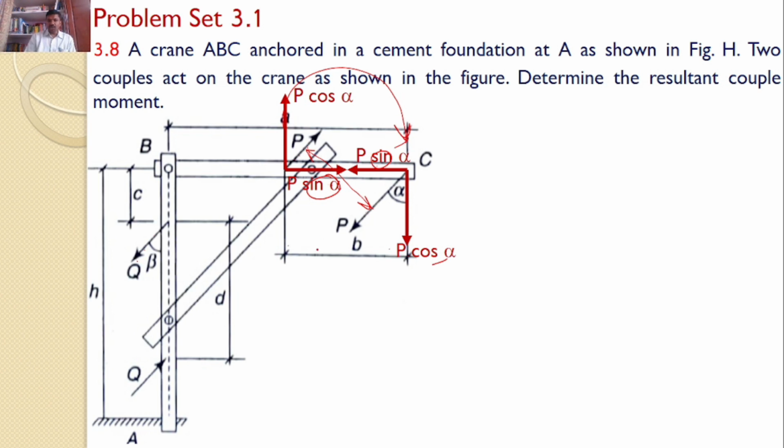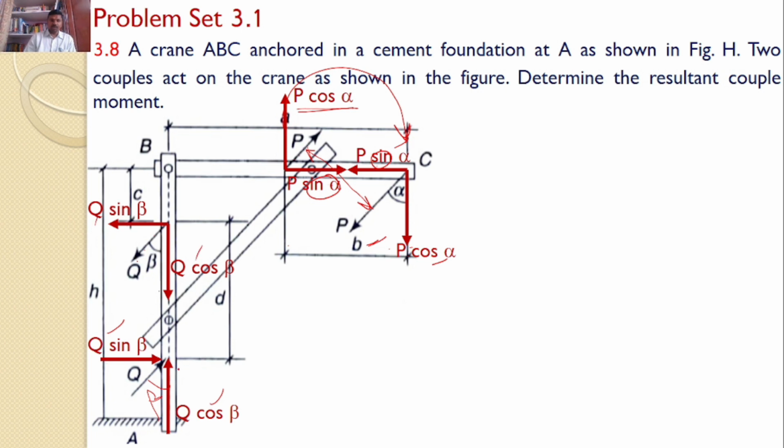And I also know the distance between these two is B. So I can replace these two forces with a moment of force times distance, and the force is P cos alpha, the distance is B, hence it is PB cos alpha. Similarly, I can replace this Q into two components. Here this angle is given as beta, hence the vertical component is Q cos beta and the horizontal component is Q sin beta, and the same for the other force, Q cos beta and Q sin beta.